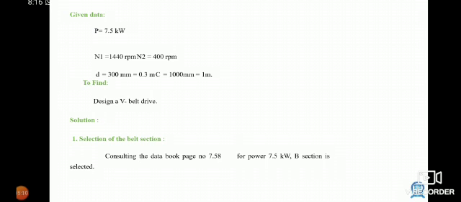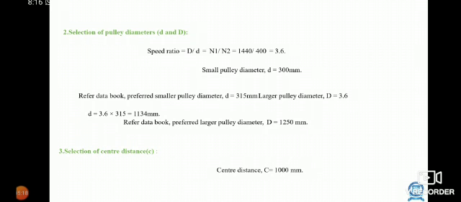Solution. Selection of the belt section. Consulting the data on page number 7.58, for power 7.5 kilowatt, B section is selected. Selection of pulley diameters, small d and capital D. Speed ratio is capital D divided by small d equals N1 by N2 equals 1440 divided by 400 equals 3.6. Small pulley diameter d equals 300 mm. Referring to the data book, preferred smaller pulley diameter d equals 315 mm. Large pulley diameter capital D equals 3.6 into 315 equals 1134 mm. Consulting the data book, preferred large pulley diameter capital D equals 1250 mm. Then step 3. Selection of the center distance.